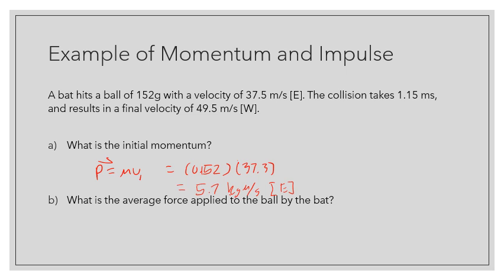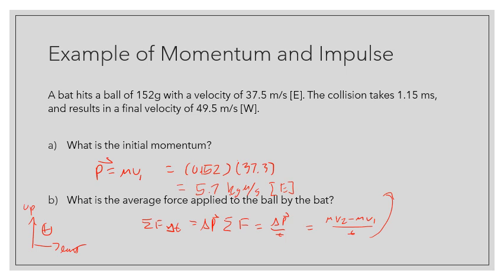So what is the average force applied to the ball by the bat? Here we need to set a reference frame. So let's set east as positive. The sum of the forces times delta t is equal to delta p. So F is equal to delta p over t. So that is equal to m v2 minus m v1, all over t.